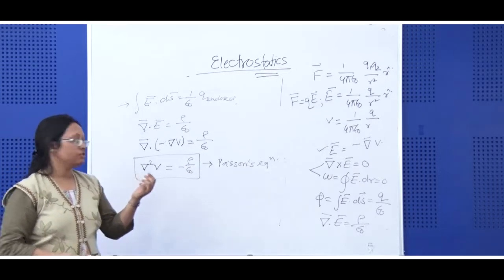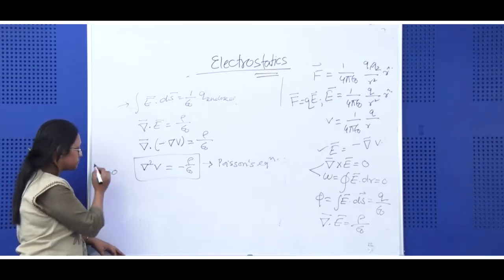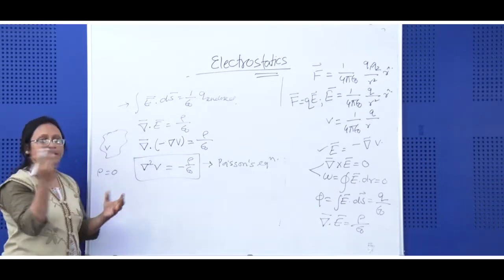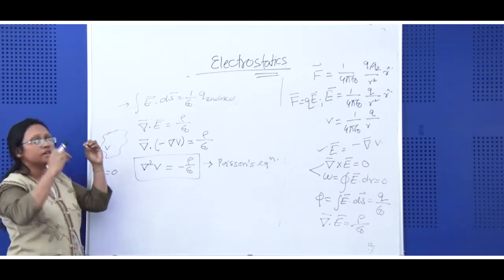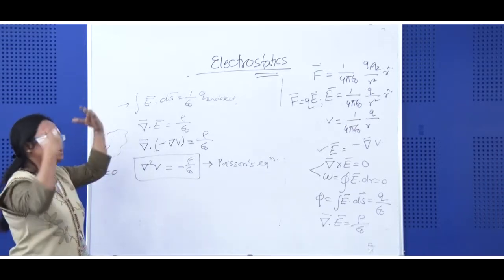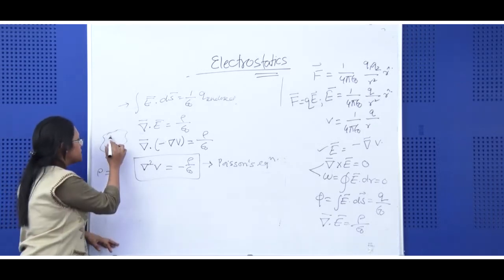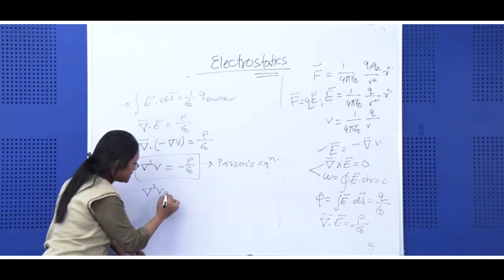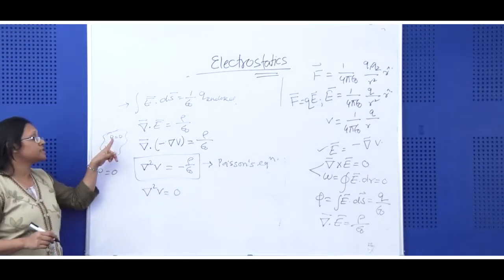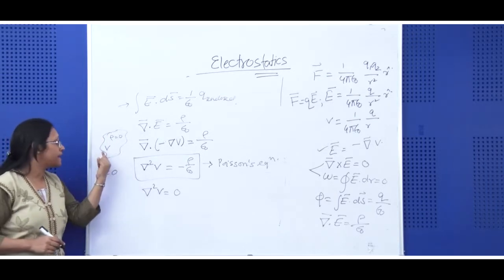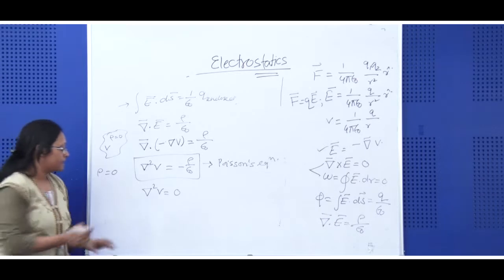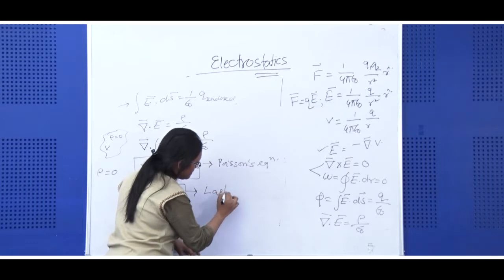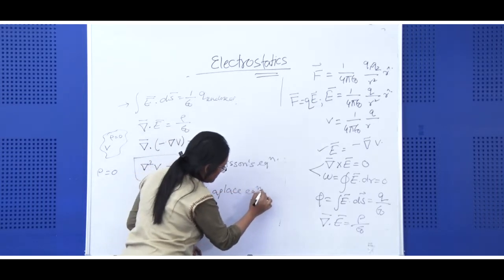Now let in any region this charge density be equal to 0. It may happen that in any region you have some potential but there is no charge in that region. Maybe the potential comes from the influence of the charges which are outside this region. So let in this region rho be equal to 0. So definitely we will get grad square V is equal to 0. Remember one thing, that rho equal to 0 in a region does not imply that V is also 0 in that region. This equation is called the Laplace equation.